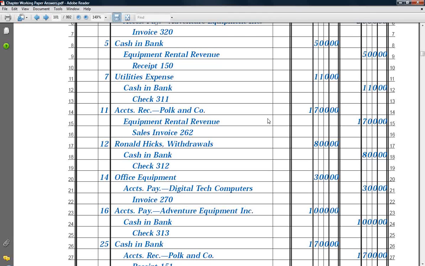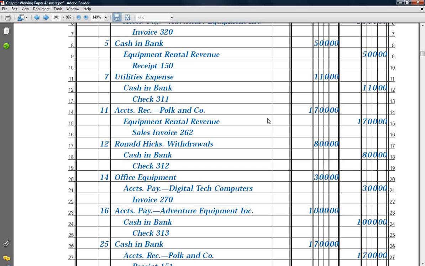Transaction on the 12th, the owner withdrew cash from the business. Ronald Hicks is our owner. We have the withdrawals account. That's an owner's equity account with a normal debit balance. So that increased. We debit Ronald Hicks, withdrawals, $800. He wrote himself a check, so we're crediting cash in bank $800. Source document check 312.